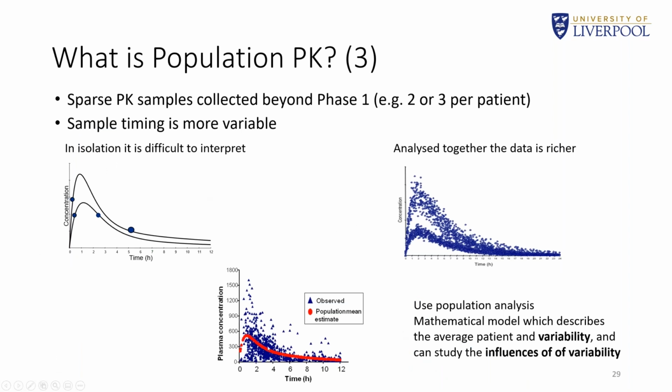And in doing that, we pool all of this data together, and we build a population pharmacokinetic model. And what this model does is it describes not only the average patient, but it can describe the variability. And with this model, you can start to study and understand the influences of variability. So why some of these patients will have higher exposure or lower exposure.